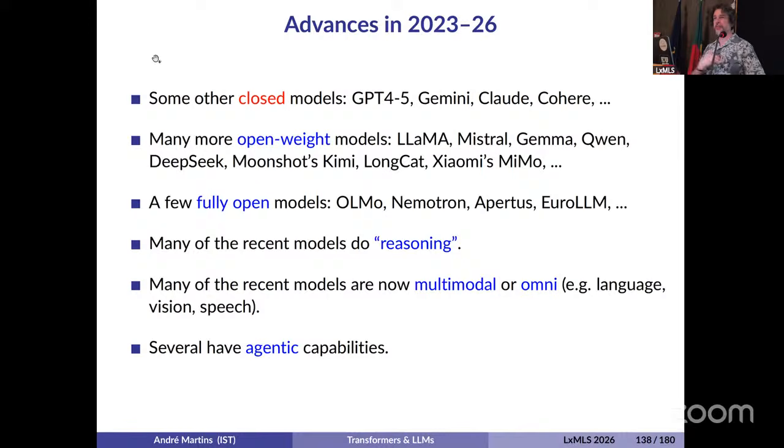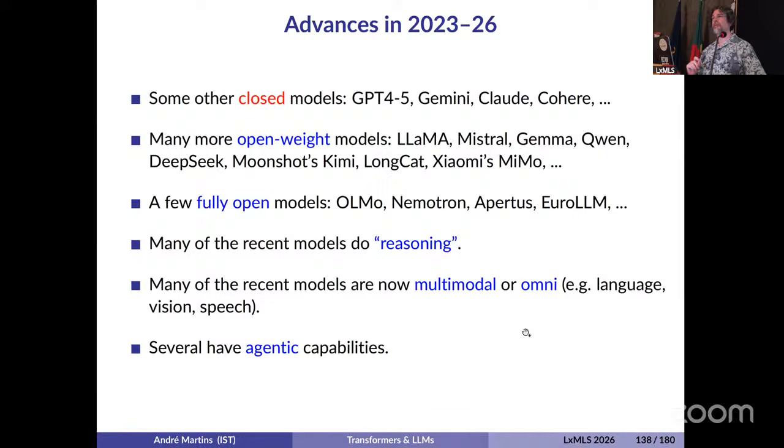Llama, Mistral. Llama is now becoming closed again, but Mistral, Gemma, Qwen, DeepSeek. Last week there was the Kimi K3 model that is very powerful. Longcat, Mimo from Xiaomi. A lot of work in Chinese labs developing these models. There are also models that are fully open.